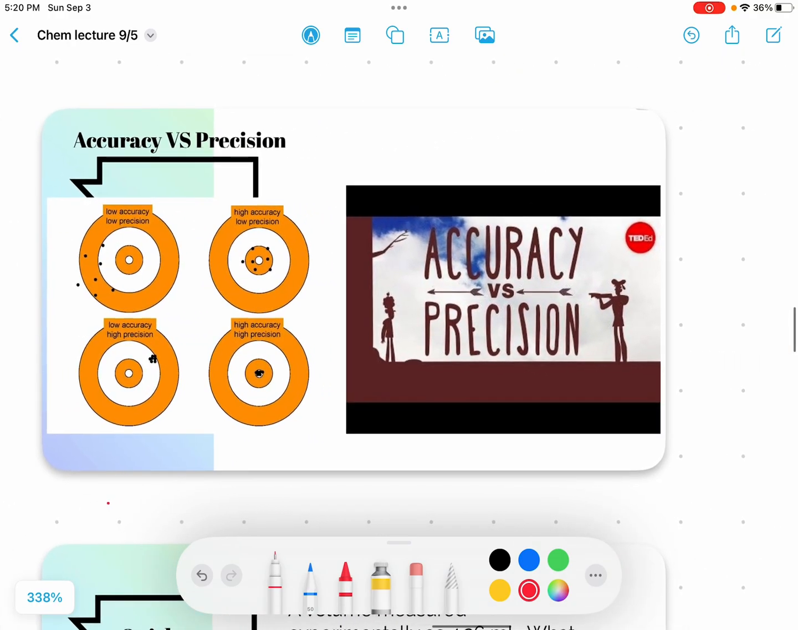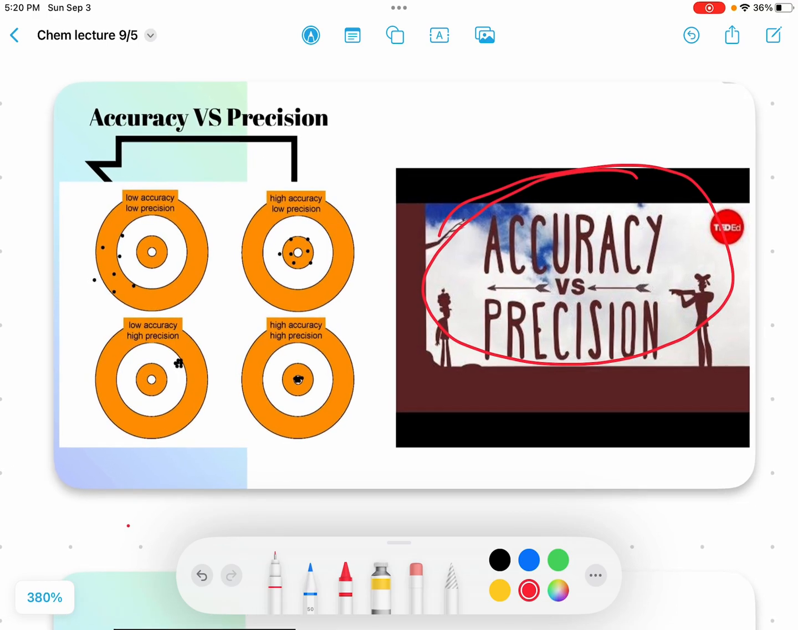All right. There's a really good video that's linked on Google Classroom on my slides. So if you still have more questions on accuracy versus precision, I would take a look at that. You can jump over there once you're done filling in your notes so you can have that.